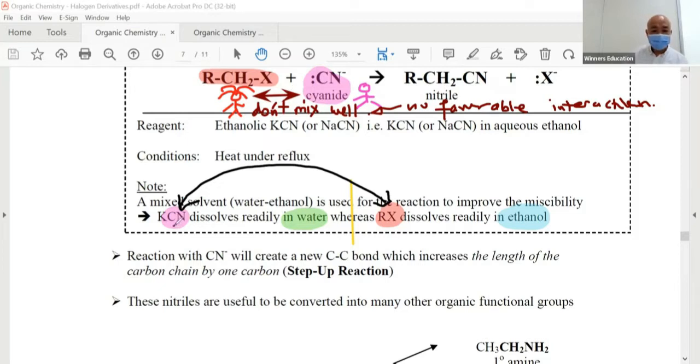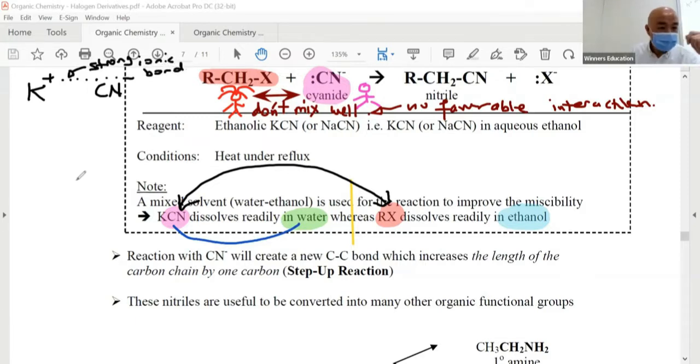Now, why do KCN and water mix very well? Why are my friend and me very good friends? Simple. We are in chem bonding now. KCN is an ionic compound. Find space, river. This is your strong ionic bond. Correct? We're in J1. So K plus, CN minus.